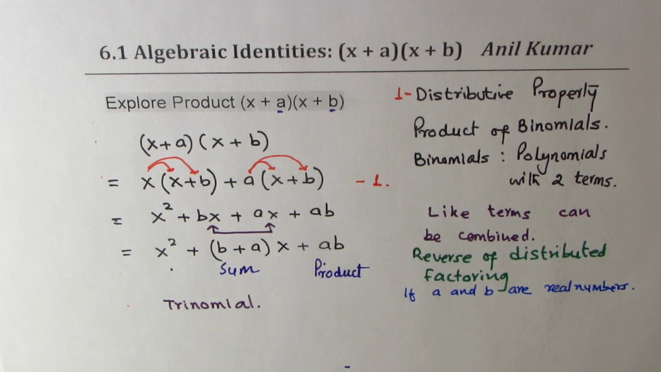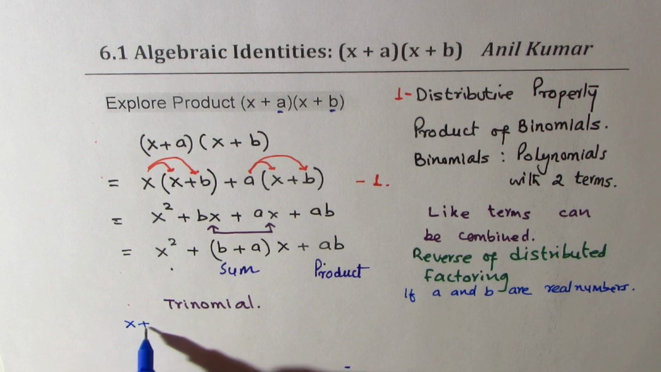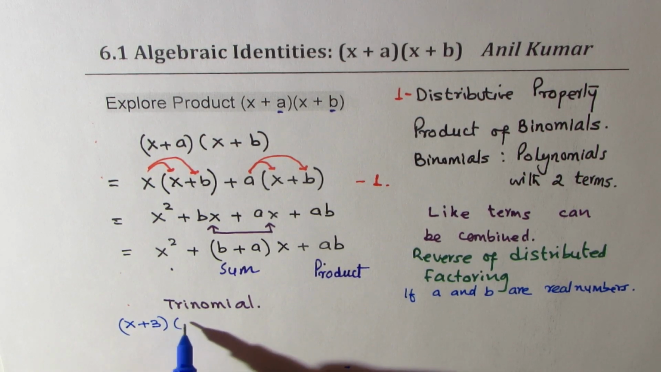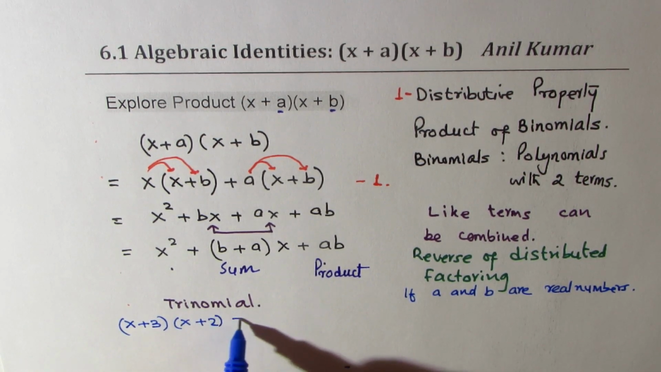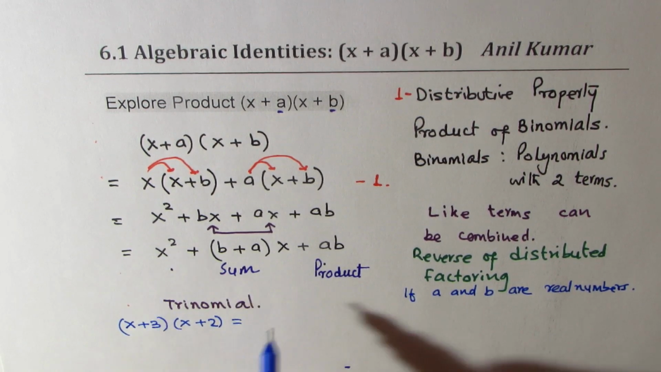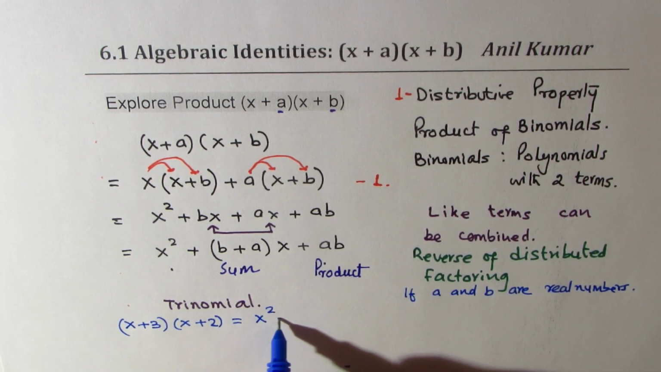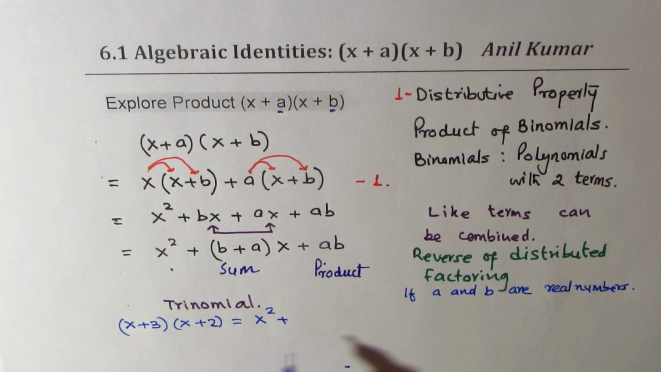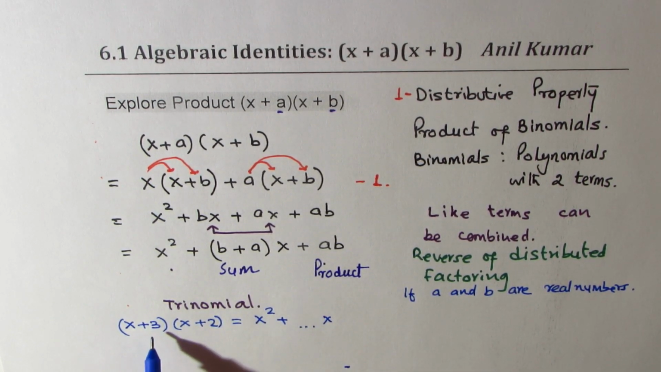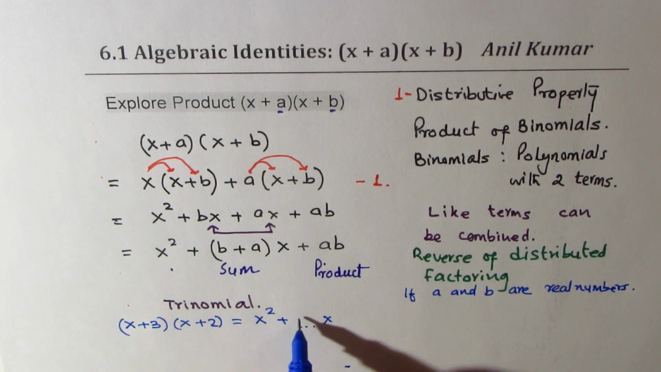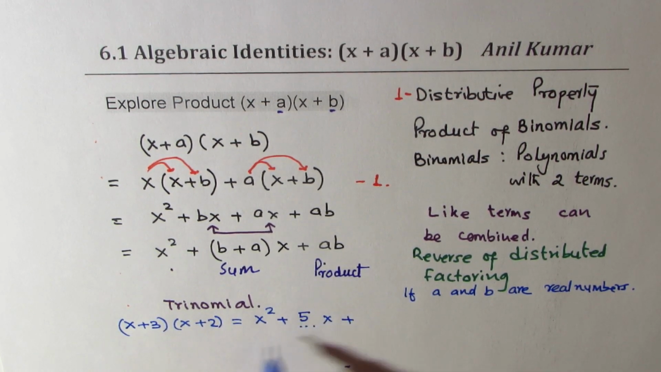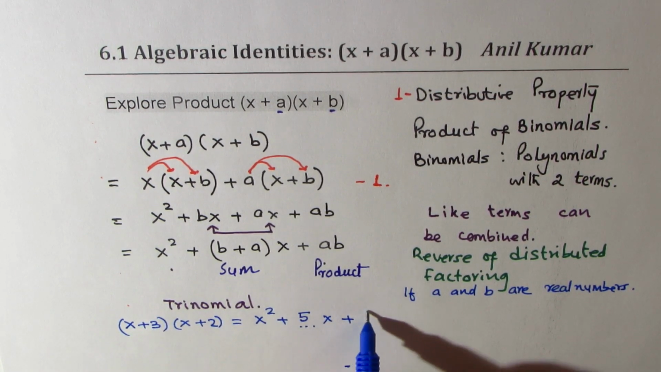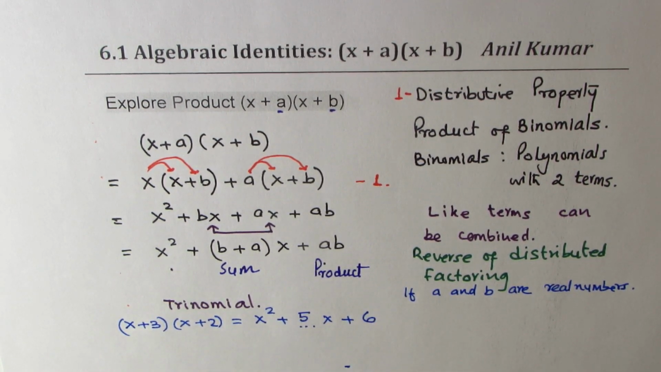Then see, let's take up some examples now. For example, if I have x plus 3 times x plus 2, what should you get? Well, the first term is x squared, right? The second term will be x with sum of these two numbers, which is 5, right? And the last term is the product, 3 times 2, 6. Do you understand? So that is the identity.